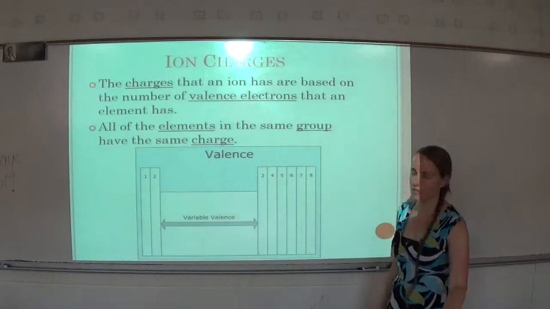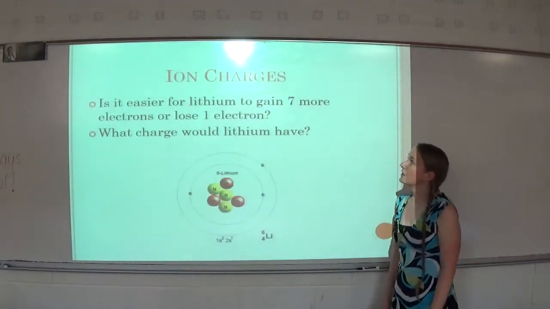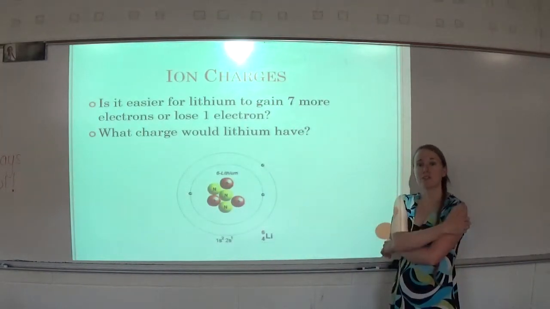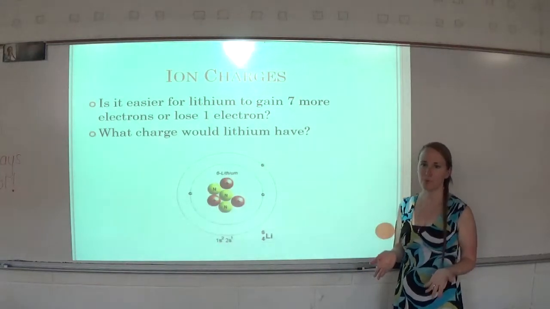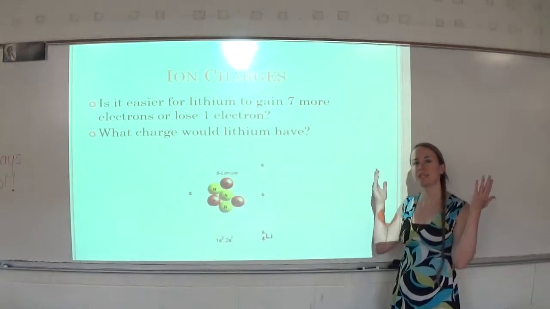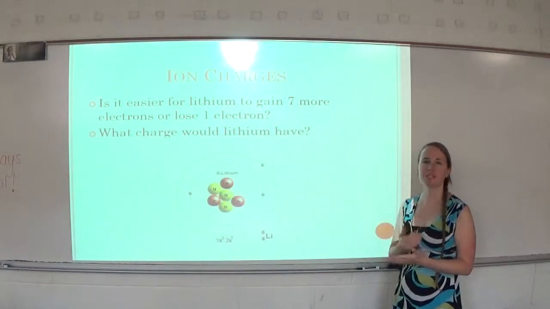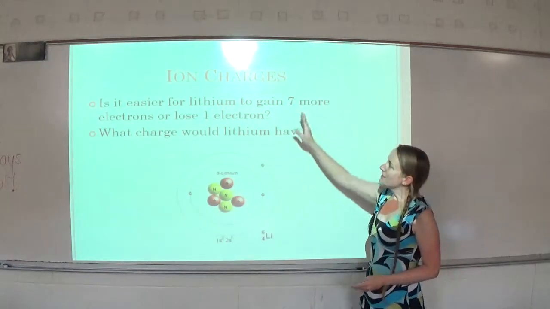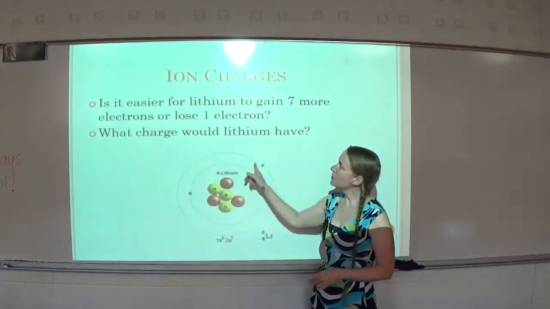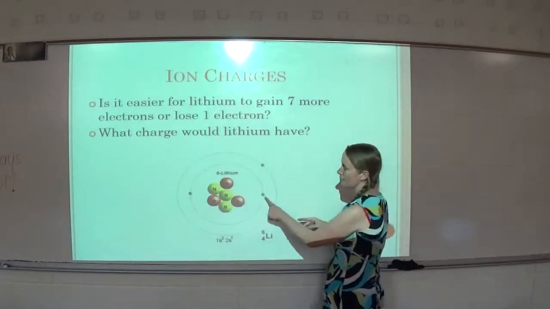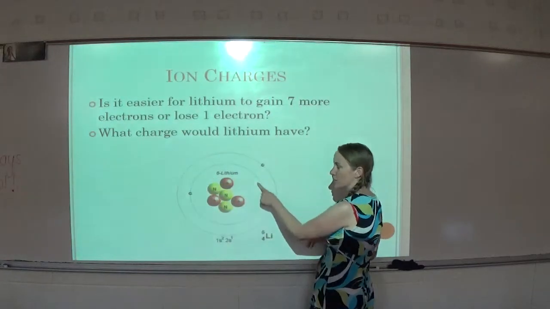So where do these charges come from? When we're talking about charges, we have to look at what's the easiest way for an element to be stable, because elements are like us. They want to take the easy way out. They want to do the easiest possible thing. So, is it easier for lithium to gain 7 more electrons or lose 1? Because if you look, lithium has 2 in its first energy level, so that's full.